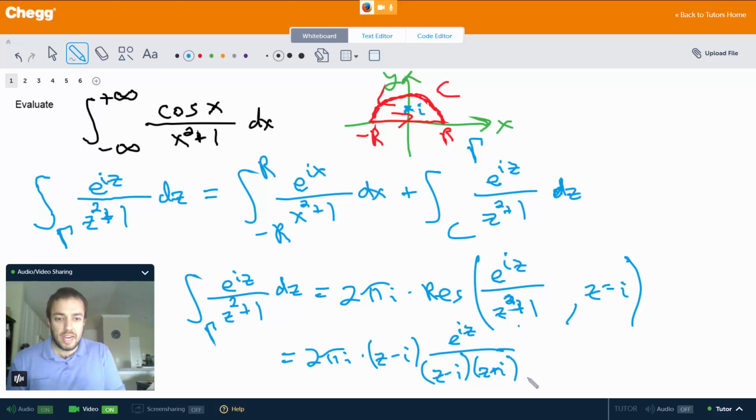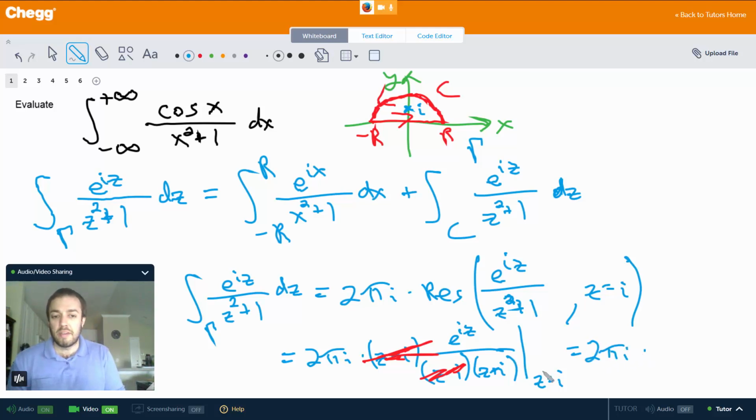And then we're evaluating this at z equals i. All right, now the z minus i's cancel, which is what we need when we do residue type problems like this. So those cancel, that's great. And then we are left with 2 pi i times what?